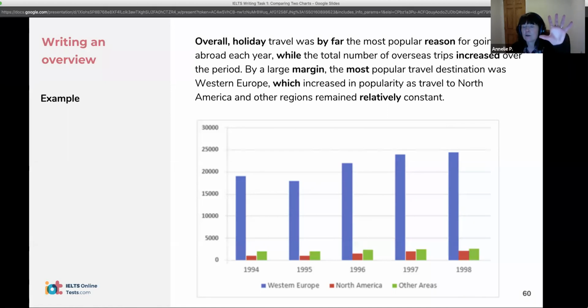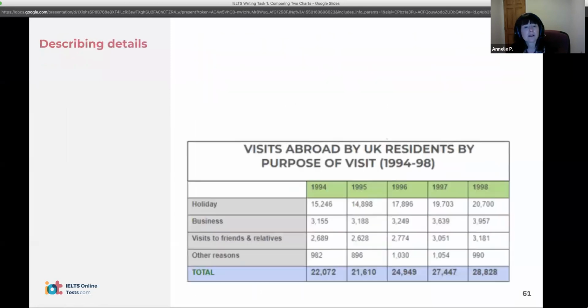So again, in the overview we have two overviews. We have one for the table and we have one for the bar chart. We're not combining them, okay? That will lead to confusion there, so be very careful with that. So we've got our introduction, we've got our overview. Now we need to go into the body and describe the details.